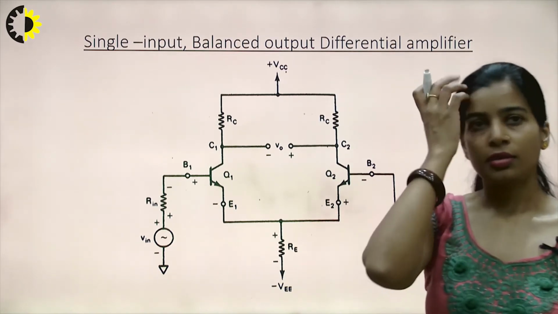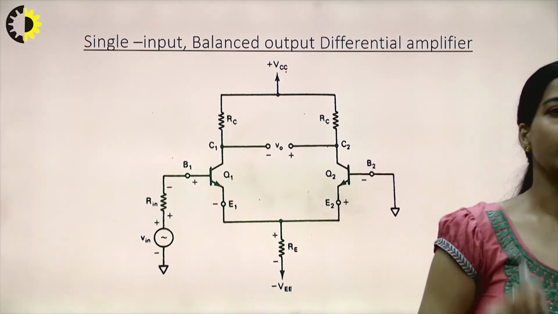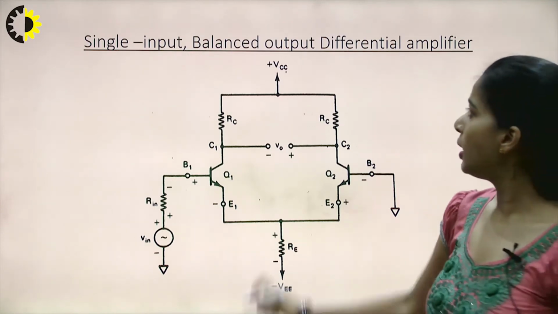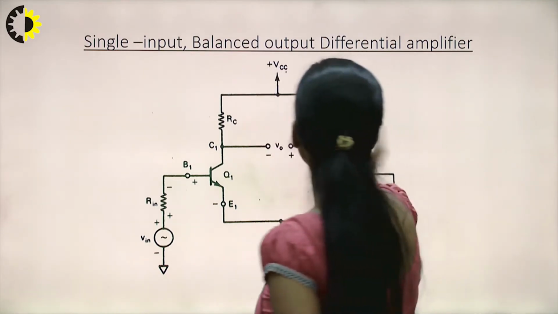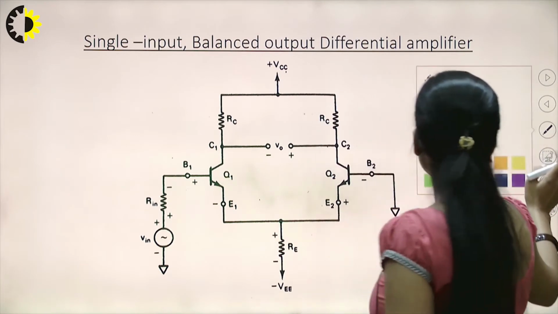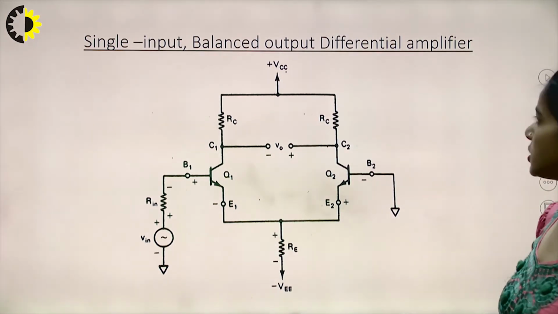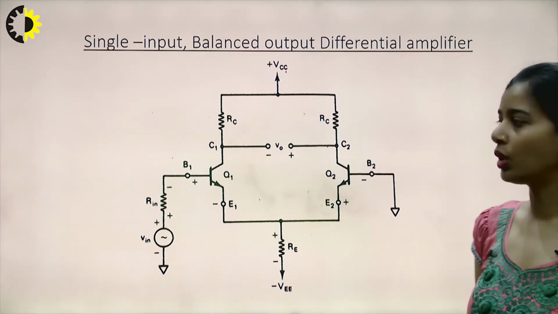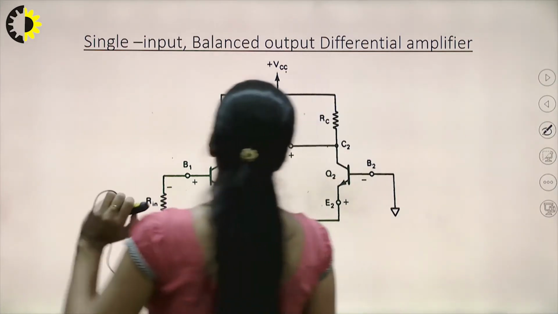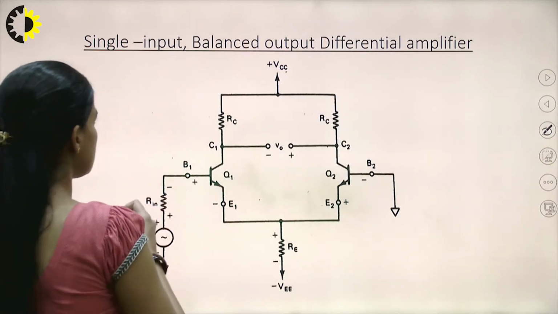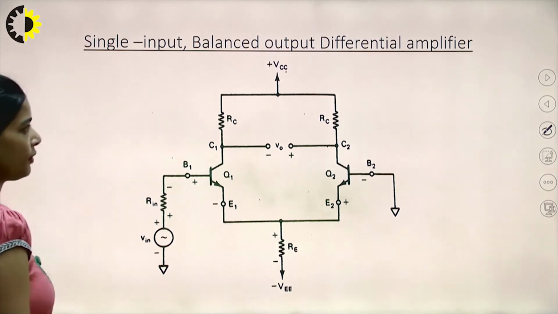Single input, that is out of the two inputs we will be having only one input, and balanced output means we are having the output that is being measured between the two collectors. So this is the circuit diagram of single input balanced output configuration.